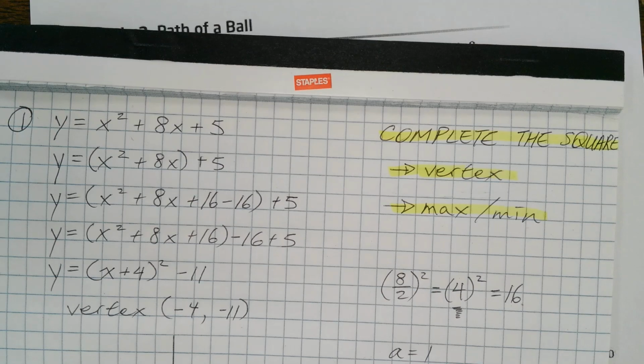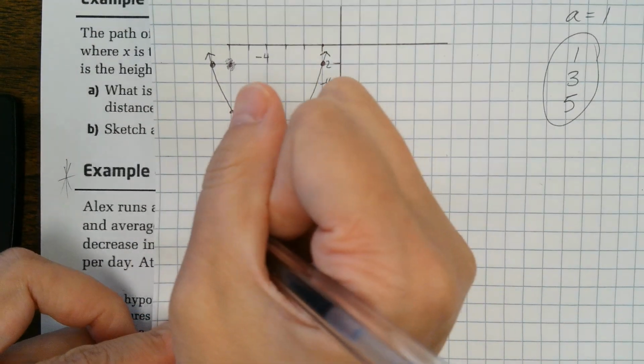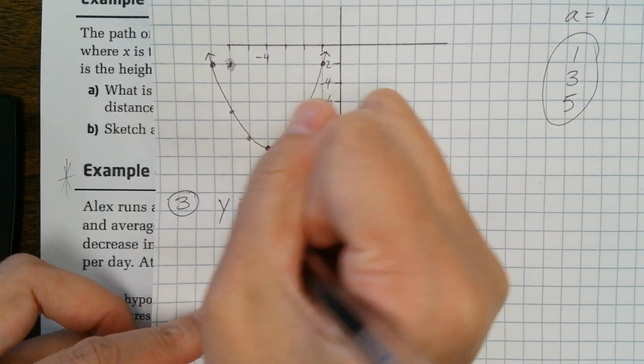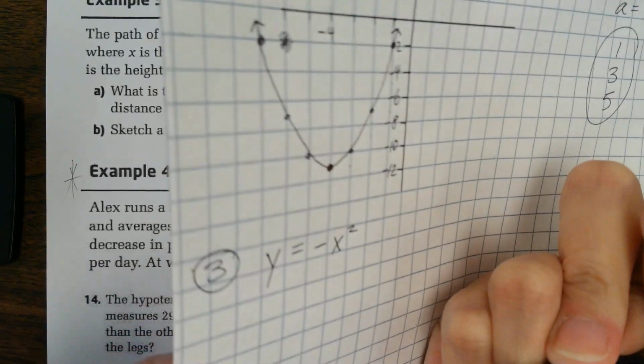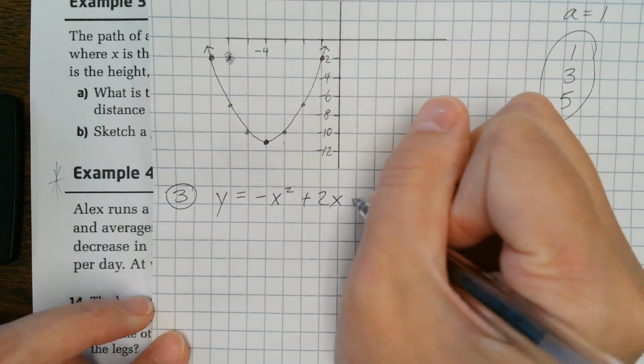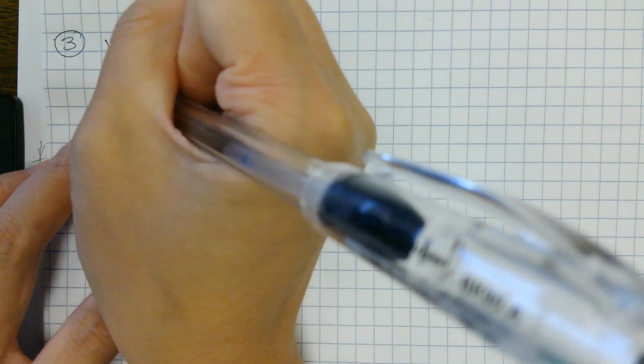Alright. So I'm gonna do complete the square. Number 3, y equals negative x squared plus 2x plus 3. Alright, so same thing, complete the square.